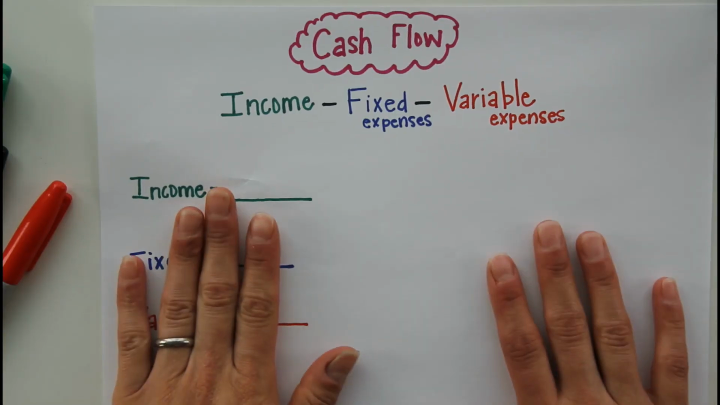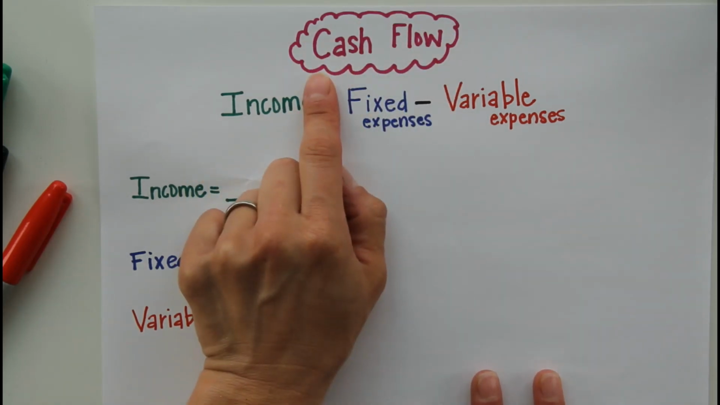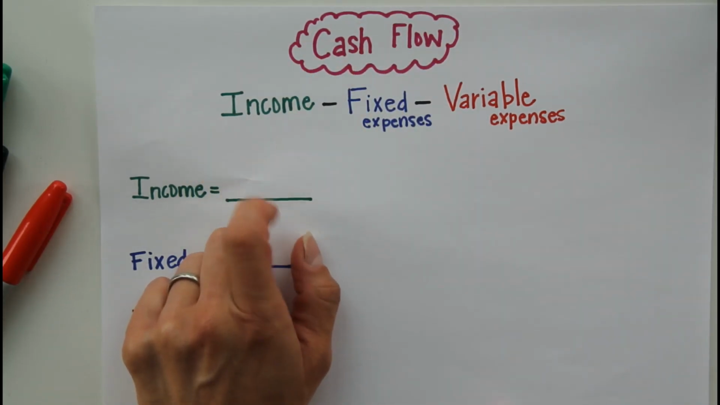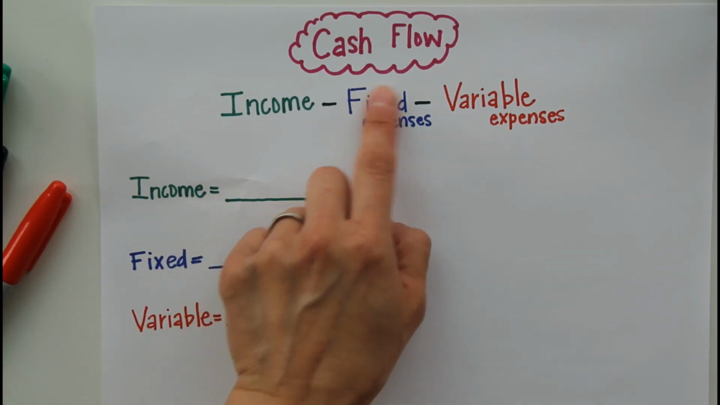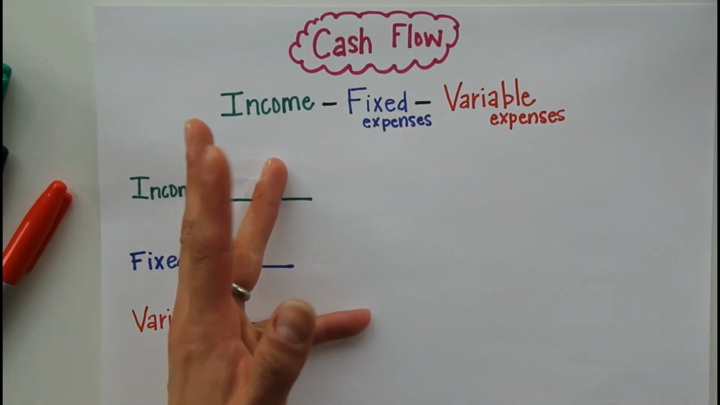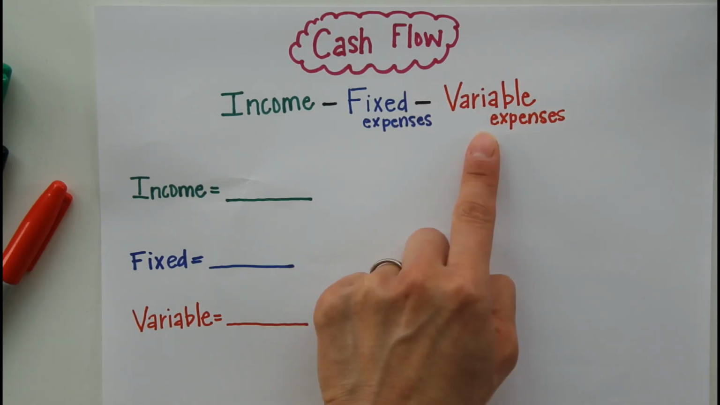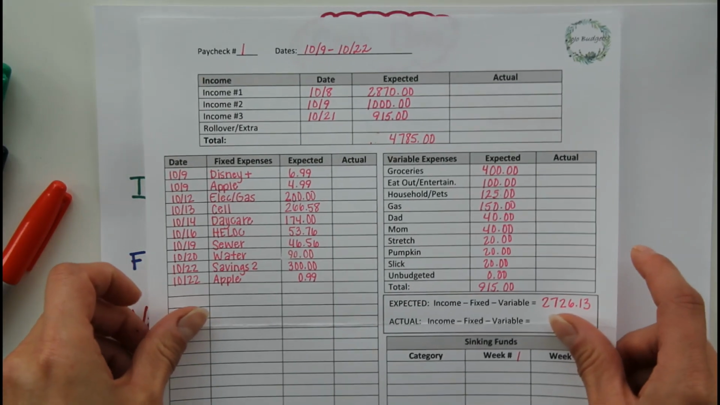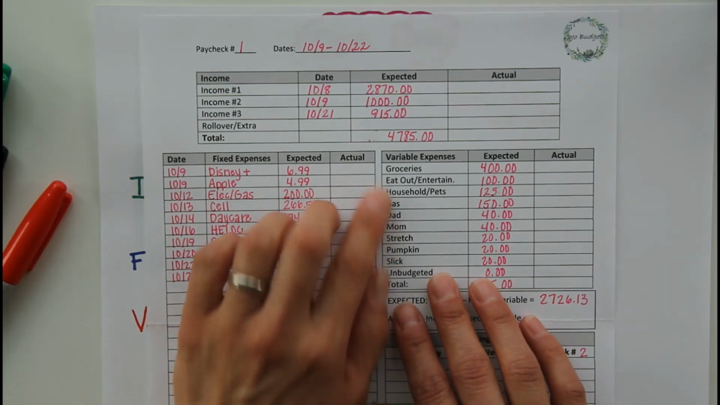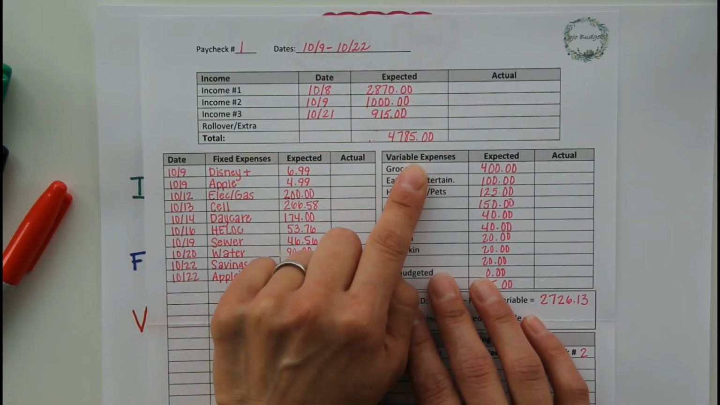Okay, so here we are looking at cash flow, which the variables that go into this equation are income minus your fixed expenses, or your bills, minus your variable expenses. And I'm going to pull in my paycheck budget sheet so you guys can get a view at what goes into our fixed expenses, variable expenses, and income. So what I used to calculate our cash flow was using this expected amount right here.